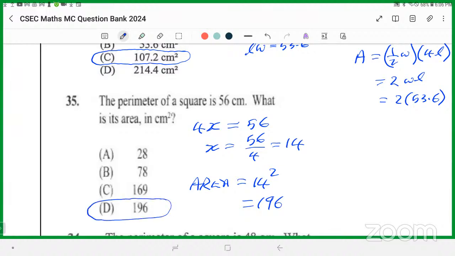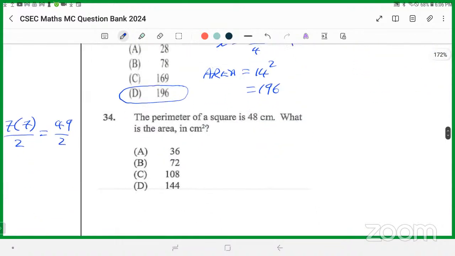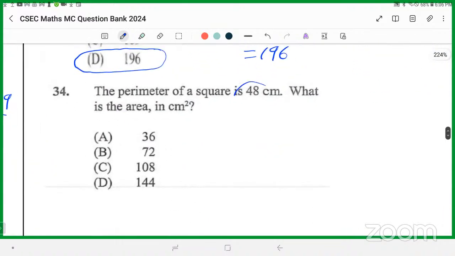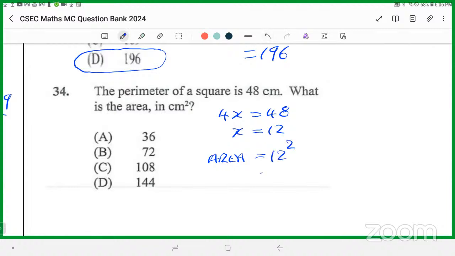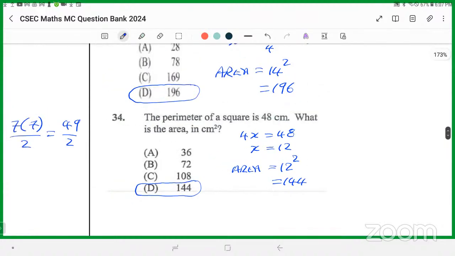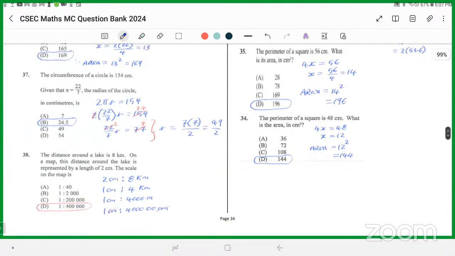196. All right. Next one, similar question. The perimeter of a square is 48. So it means that 4x equals 48, calling the x the length of one side. Divide by the 4, x is equal to 12. And so the area is equal to the length squared, which is 12 squared, which is this 144 down here. All right, that finishes that page.